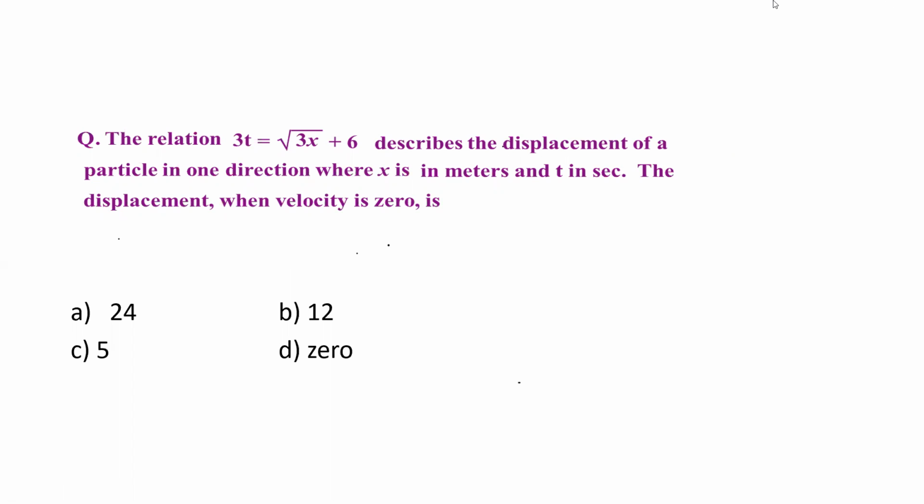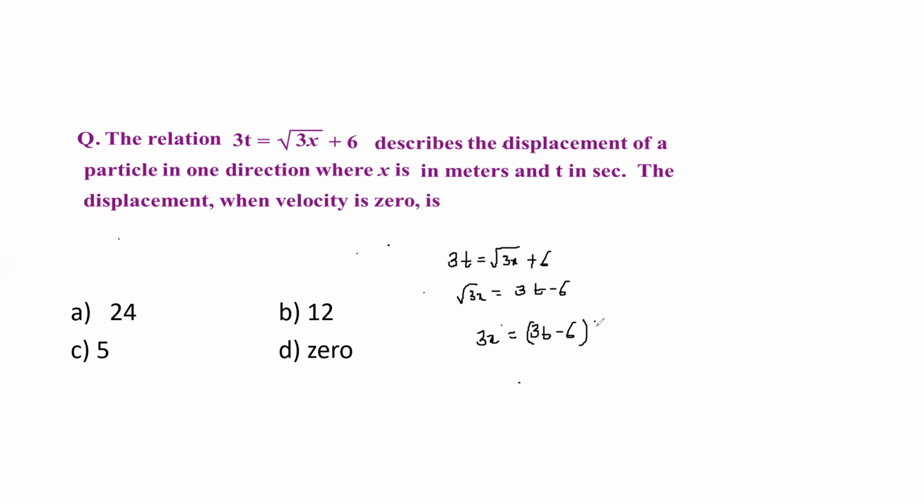See the simplification part. See here, the equation what they have given, it is given as 3t is root of 3x plus 6. This is the equation what they have given. What I'll do, I need to calculate the x value, right? X is what? Displacement here. Therefore, keep the x term one side, other terms on the other side. So root of 3x is equal to 3t minus 6. So squaring on both the sides, you will get 3x is equal to (3t minus 6) whole square. That is squaring on both the sides.